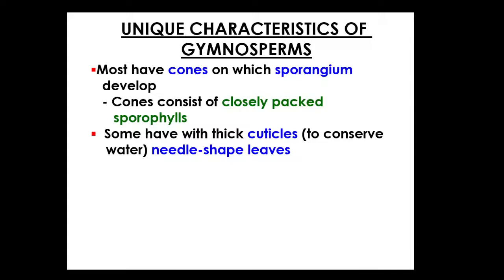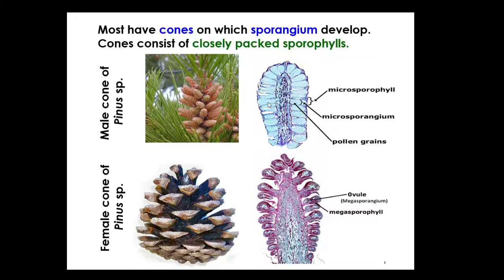Most of them have cones on which sporangia will develop, and those cones consist of closely packed sporophylls. Some of the cones will harden as they mature. Some have thick cuticles to conserve water on their needle-shaped leaves. The leaves are thin, but they have a waxy layer to prevent them from drying out. So this is the part about cones: cones on which sporangia develop, and cones consist of closely packed sporophylls.